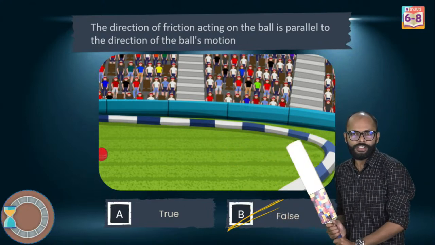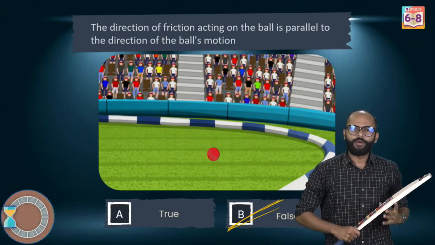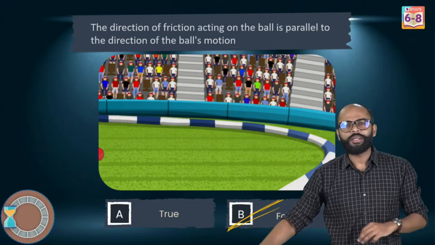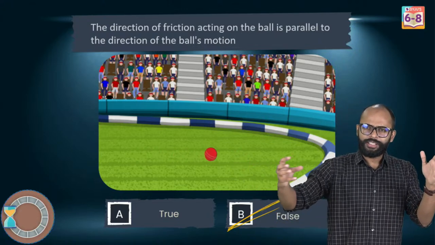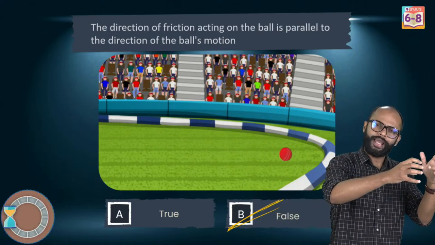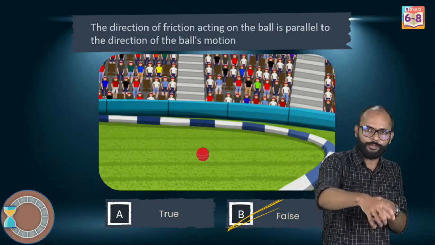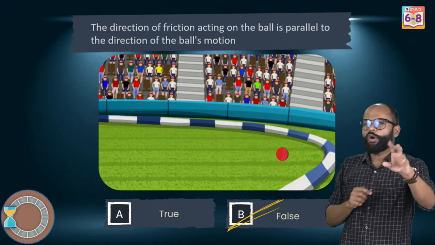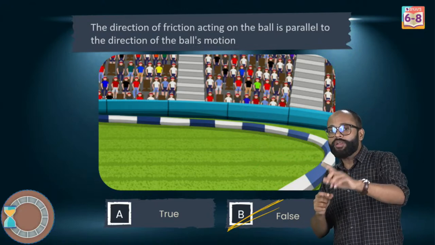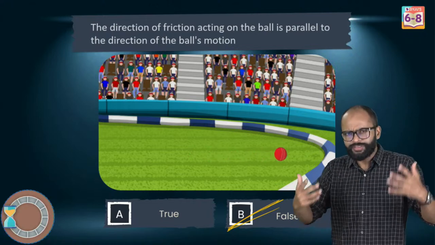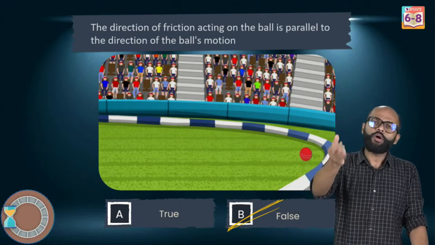When a batsman hits a four, the ball is running towards the boundary. But what happens? The ball slows down, slows down, and then the fielder catches the ball, or I would say takes hold of the ball and sends it back. Right? The ball slows down. Why? Because the ball is moving in that direction, but friction is acting in this direction. Friction is opposing the motion of the ball. That's why the ball is slowing down.